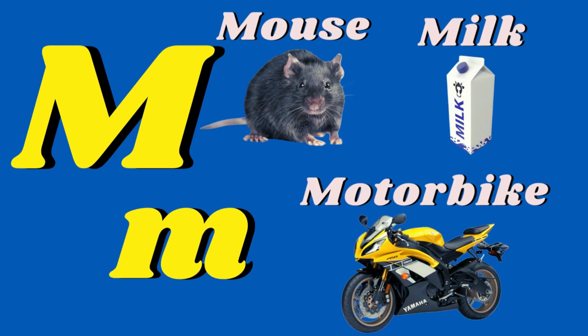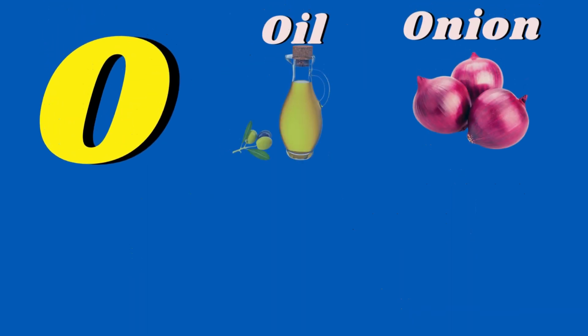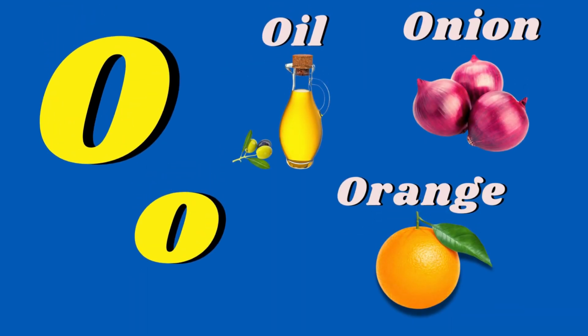M. M for mouse. M for milk. M for motorbike. N. N for nurse. N for nest. N for necklace. O. O for oil. O for onion. O for orange.